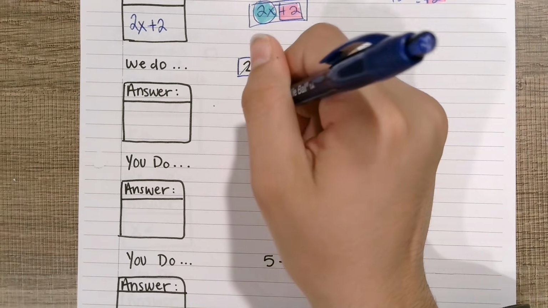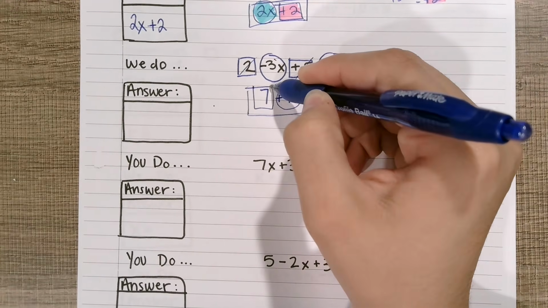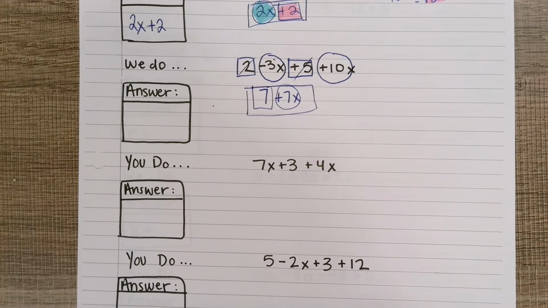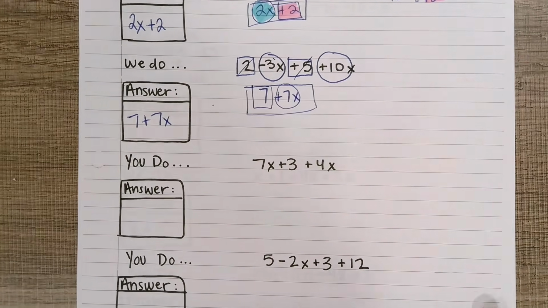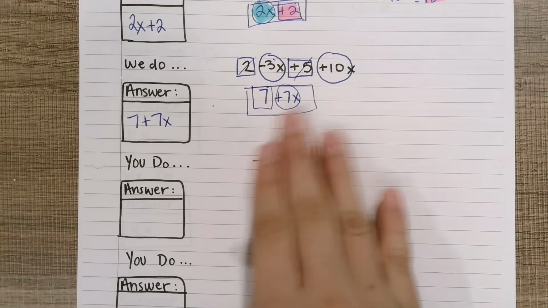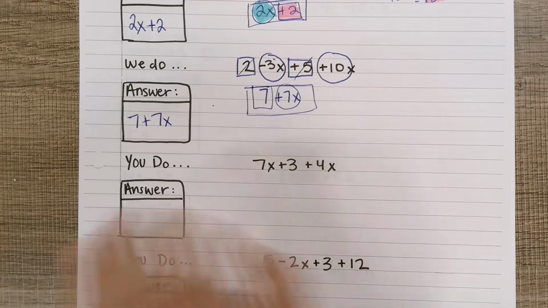So there's my answer. This being the coefficient, this being the constant. So I'll just put my answer in the box: 7 plus 7x. And I have to stop there because these are not like terms. They cannot be combined any further. I'm done.